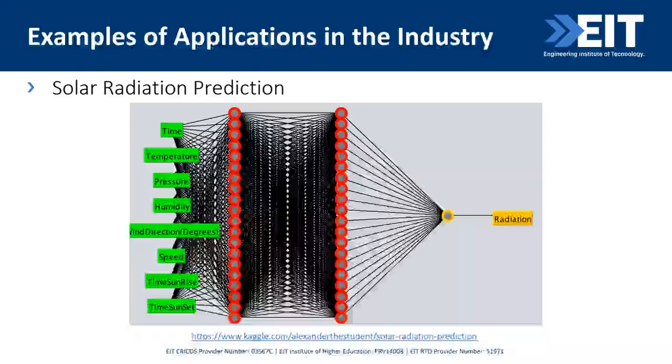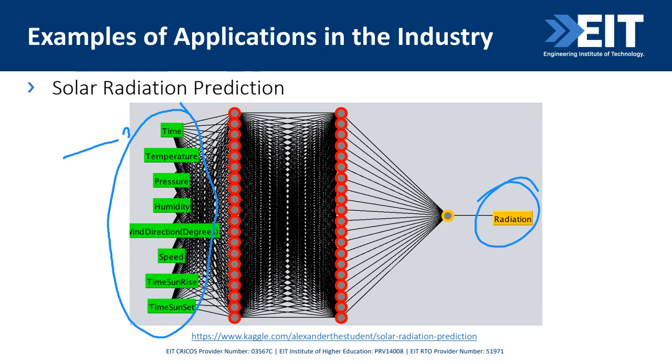Solar radiation prediction. We can use such a system to predict what will be solar radiation given information like this, like time, what's the time of the day, what's temperature, what's pressure, what's humidity, etc. Based on this, we'd want to predict solar radiation. And we can imagine this being used in a context of solar electricity production. So these are some examples where it is practical. So you can apply machine learning.